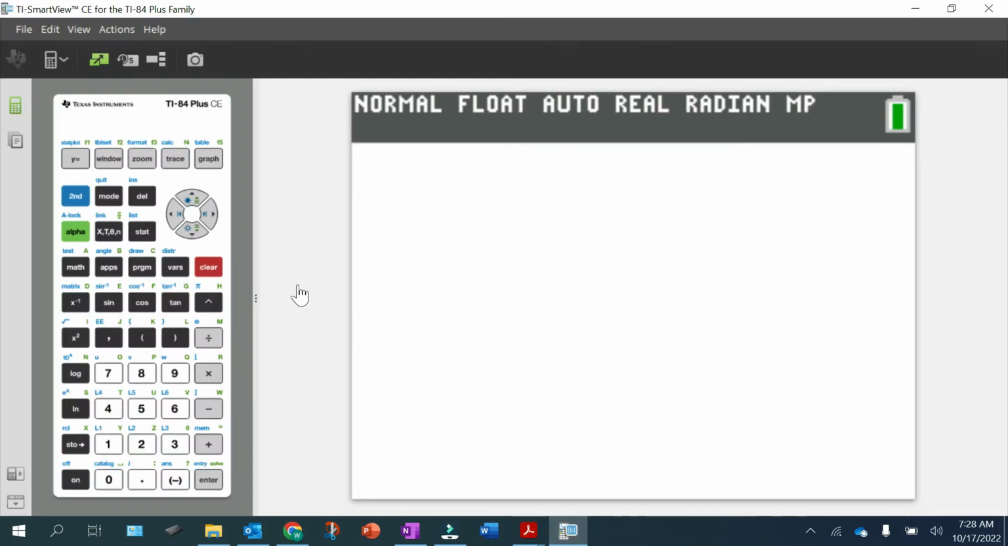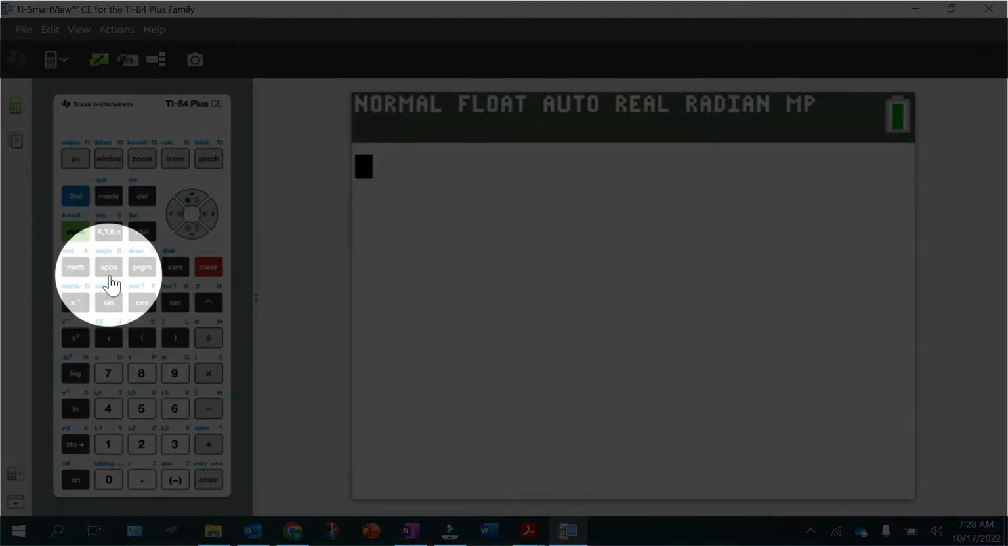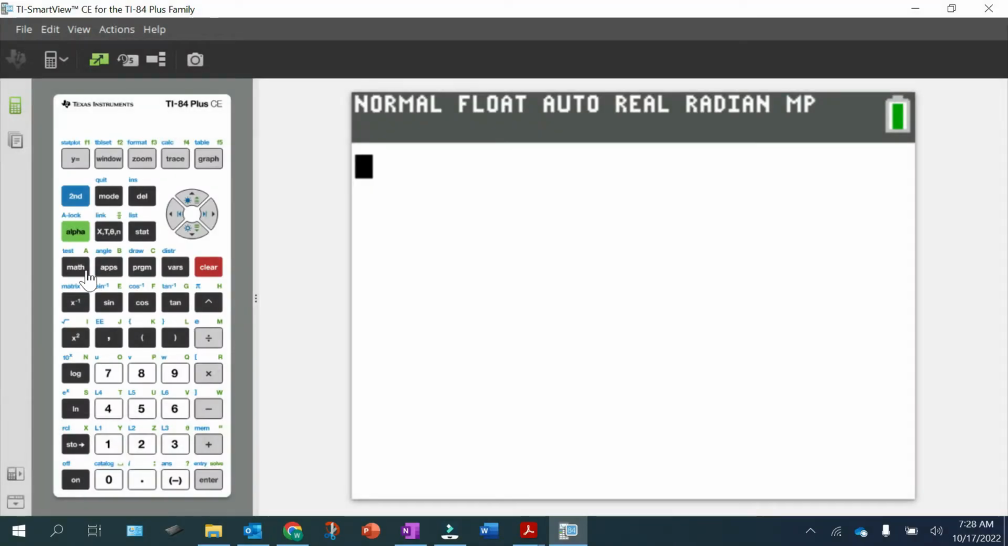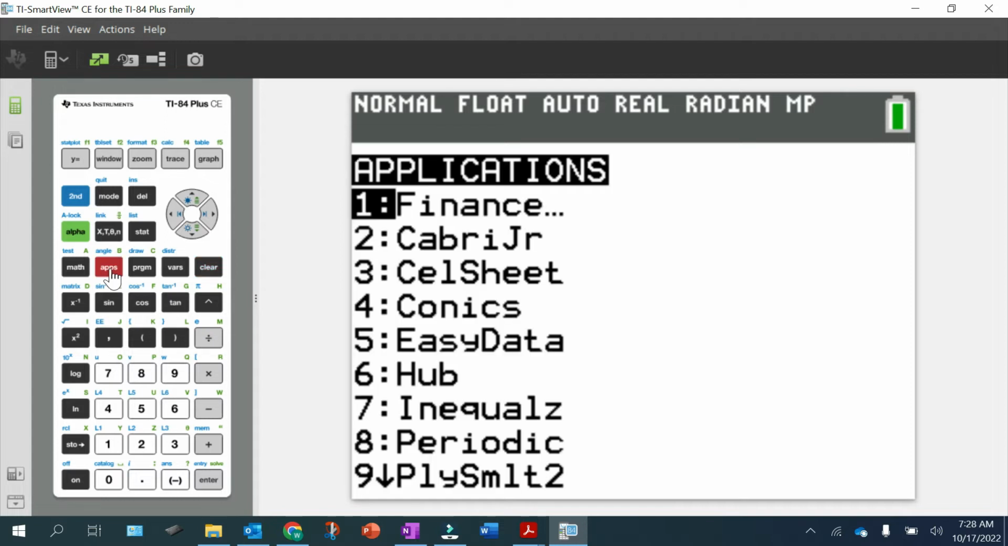So I'm going to go to my calculator, and I'm looking for this button right here. It says apps, right next to the math key. So I'm going to tap that. Now, depending on what software you have, your polynomial solver may be number 8, and it'll say PolySolve. If you have one of the newer 84s, like this emulator, the TI-84 CE, it will be number 9, and it will say Poly Simulator 2.